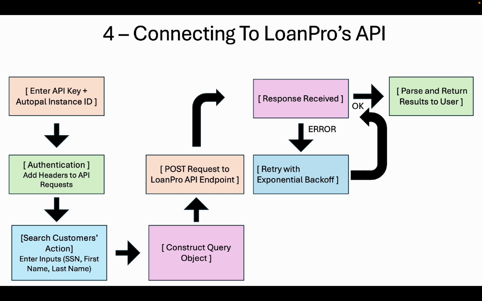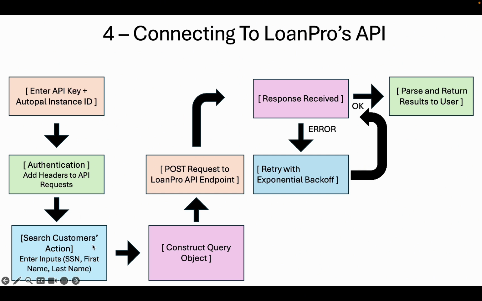Then another key part of this project was to create actions that users can perform, like searching for loans, searching for customers, and many more. So here's the process. Users input an API key and a unique ID to prove they are authorized to access LoanPro. So this is basically the authentication part.